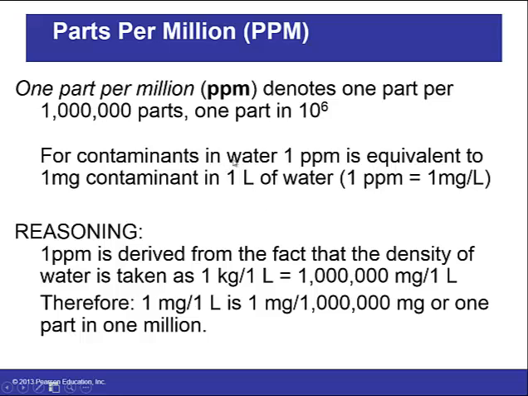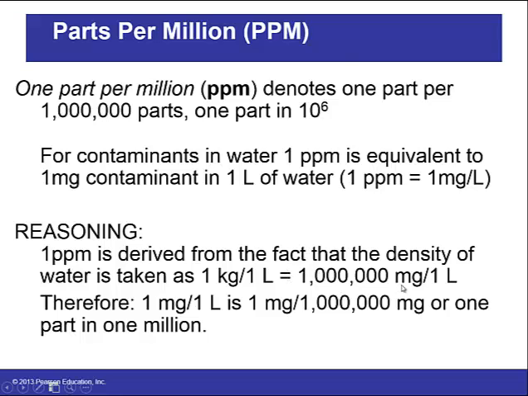And so we have to actually get this into the same type of measurement. So thinking about milligrams and liters, this one is measuring weight, this one is measuring volume, and we know that volume and weight occur within the same equation when we're talking about the density of a substance. So if we reason that 1 part per million is going to be derived from the fact that the density of water is taken to be 1 kilogram per 1 liter, or 1 mg per mL, essentially, then we would have 1 million milligrams in 1 liter of water.